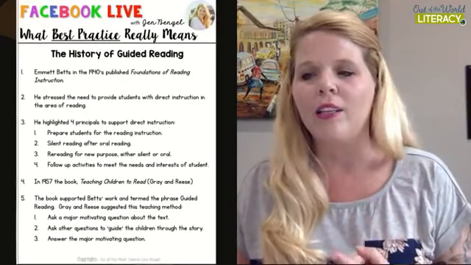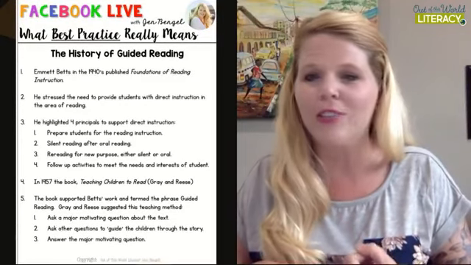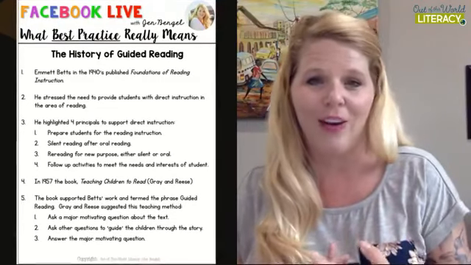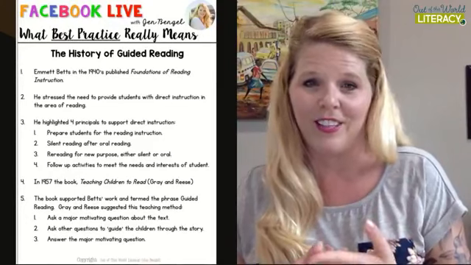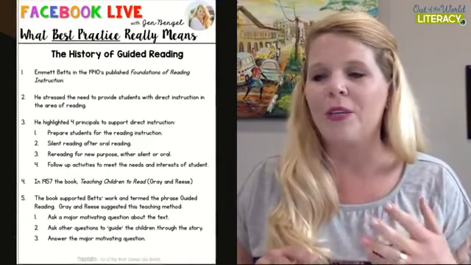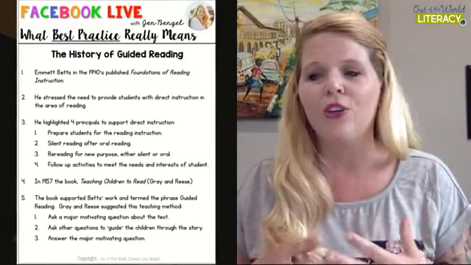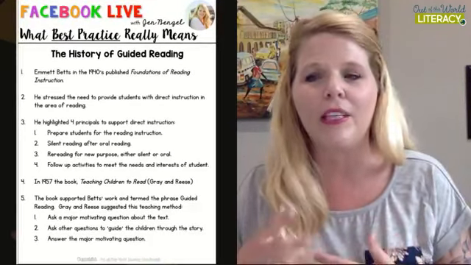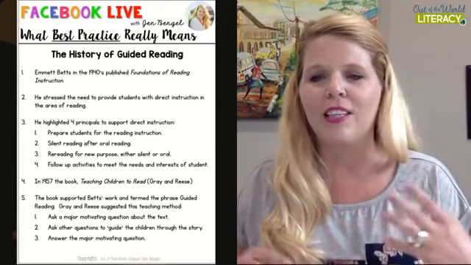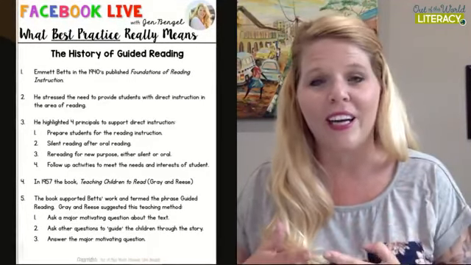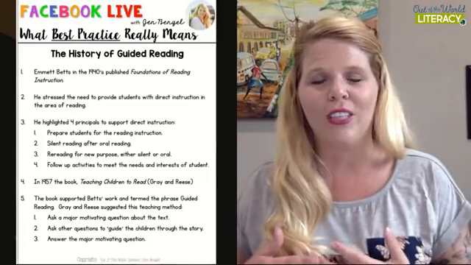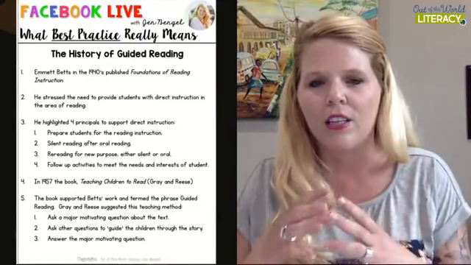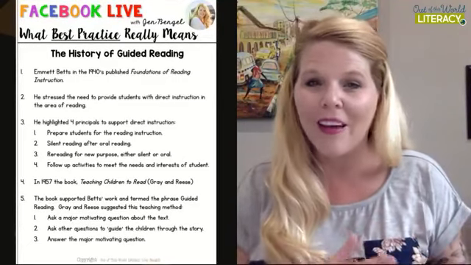He said, number 1, that we need to prepare students for reading instruction. Number 2, that they should read aloud and then they should read silently. Number 3, that rereading should be done for a new purpose, either silent or out loud. Every time you reread, you should be rereading for something new. And his 4th thing was that follow-up activities should be there to meet the needs and interests of students. He didn't call it guided reading at the time, but it sort of started the idea of guided reading back in the 1940s.